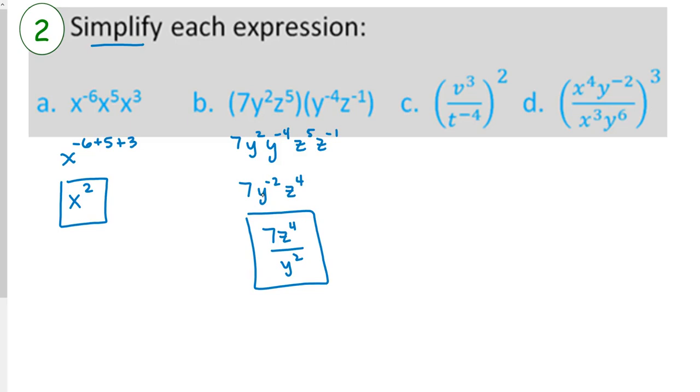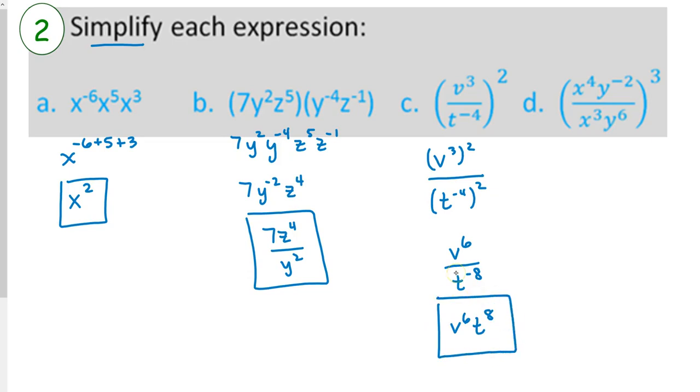Okay, part C, we have a quotient raised to a power, so let's raise the numerator to the power. And let's raise the denominator to the power. This is a step that you might just think instead of writing it out like I did. And then simplifying the numerator, we get v to the 6th power. And simplifying the denominator, we get t to the negative 8th power. But look, we have a negative exponent. And if it's in the bottom, then we can bring it up to the top to make it a positive exponent using our negative exponent rule. So v to the 6th power times t to the 8th power.